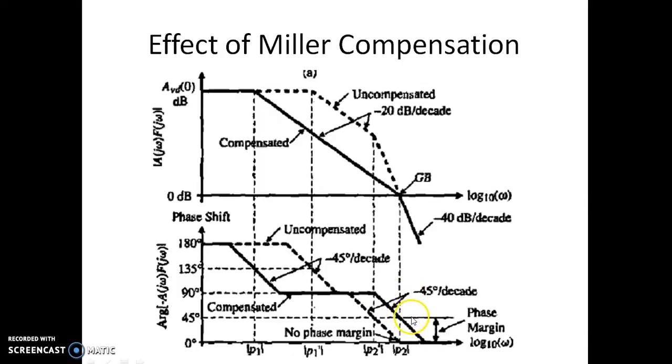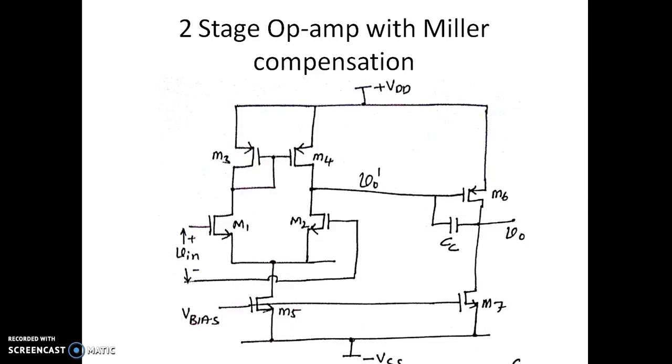Now we have this is the phase margin. Now the phase margin has increased. Now we have this much phase margin. Earlier we didn't have any phase margin. So this is the effect of having a Miller compensation. By putting a Miller compensation, we effectively move the poles from their original position of P1 dash and P2 dash to P1 and P2, which ultimately makes the phase margin more.